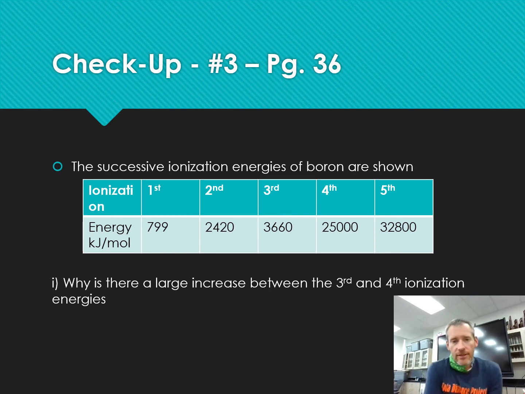All right, so let's look at some more examples of energy levels, energy shells, and ionization energies. Here we have boron. The question is, why is there a large increase between the third and fourth ionization energies? You can see between 3 and 4, it goes from 3,600 to 25,000. Huge jump.